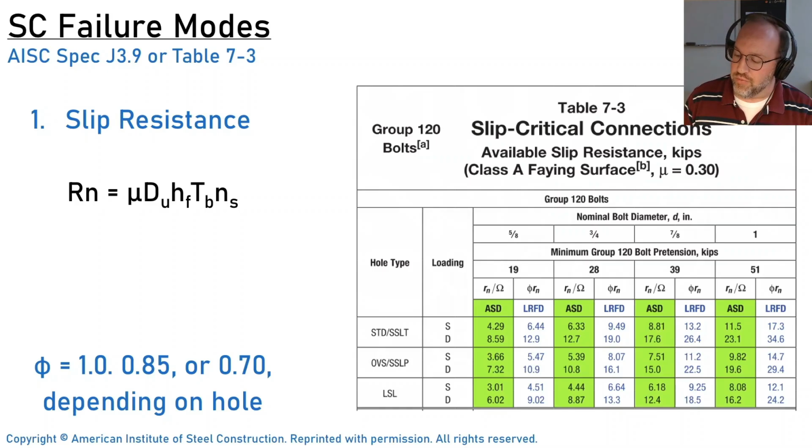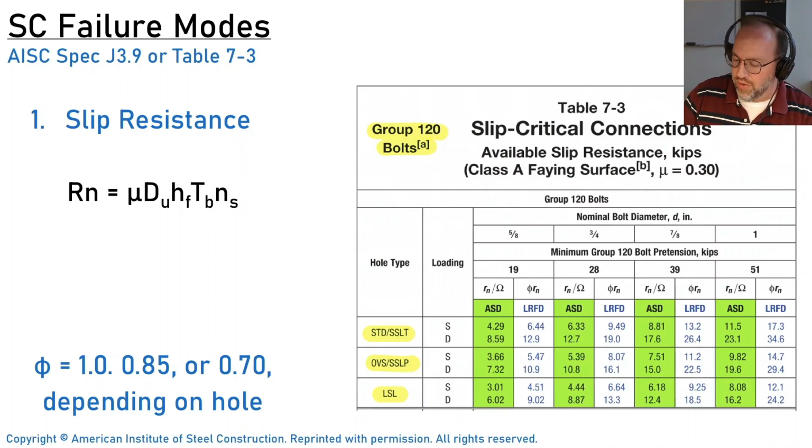If we go to Table 7-3, what do we need to know? Well, obviously, first we need to know our bolt strength. You'll notice that there are different tables for each of these. I have just shown here the Group 120 bolt table. Then you'll need to know the hole type. Changing the hole type, whether you're using standard holes, long slots, or short slots, will change your phi factor for these cases. So there's a variable phi factor for a slip critical joint, which is a little bit weird, but that's already all accounted for in this table. So you don't specifically need to worry about it.